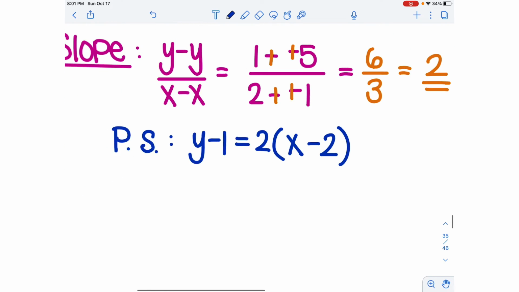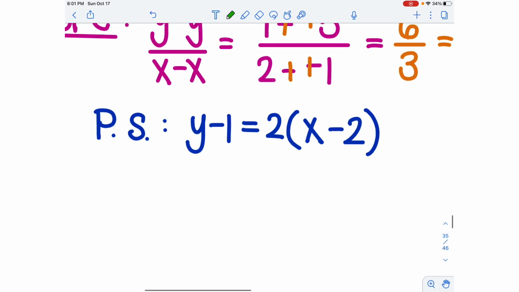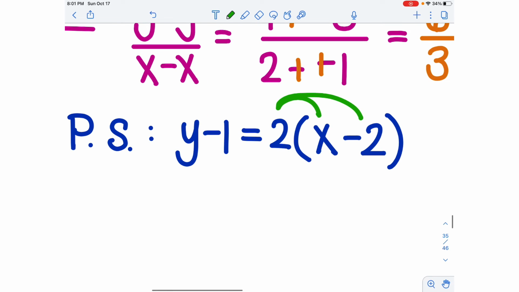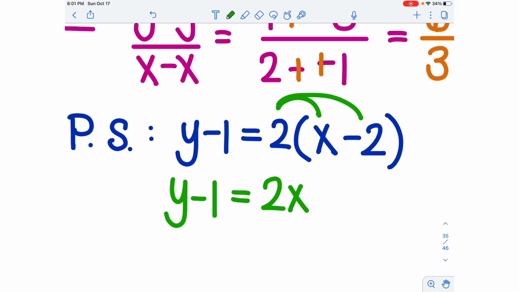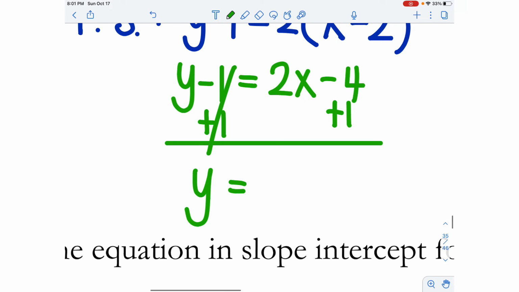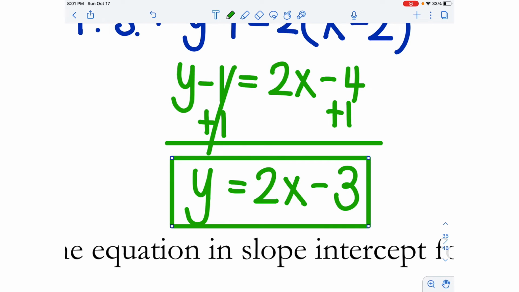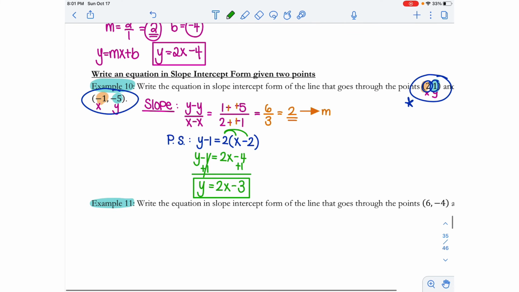So this equation that I just wrote is in point-slope form, and now what I'm going to do is move it so that it gets into slope-intercept form. So on the left, I have y minus 1 equals 2x minus 4. All I did was distribute, and now I'm going to add the 1 over. Use a calculator if you must. We have y equals 2x minus 3. Now the y is by itself. So now my equation is in slope-intercept form.